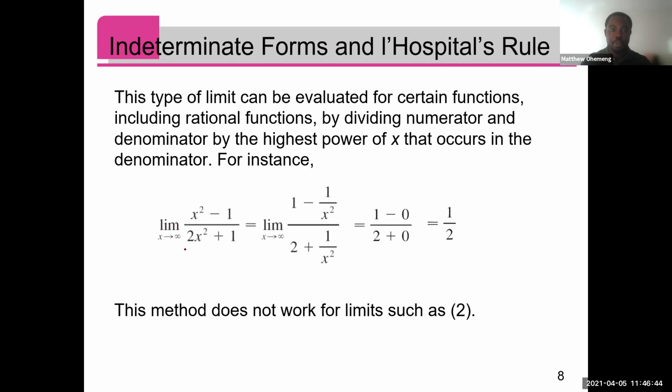The numerator will be approaching infinity, and the denominator will also be approaching infinity. So this is an indeterminate form of type infinity over infinity. But for this one, we have a way to deal with it. We can just divide by the greatest power of s in the denominator, and that will lead to 1 over 2. No problems, right?